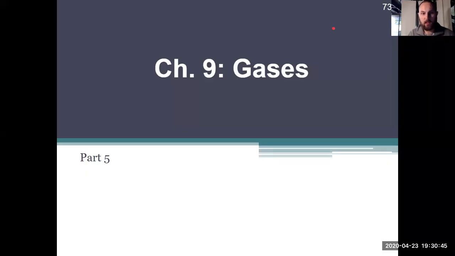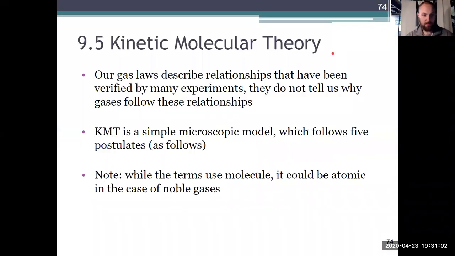For our final installment in Chapter 9, we're going to use kinetic molecular theory to explain a lot of the observations that we've encountered in this chapter, and then finish by looking at non-ideal gases. So let's dive into it. Kinetic molecular theory, which is section 9.5.